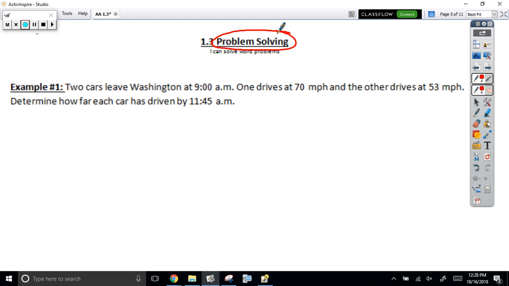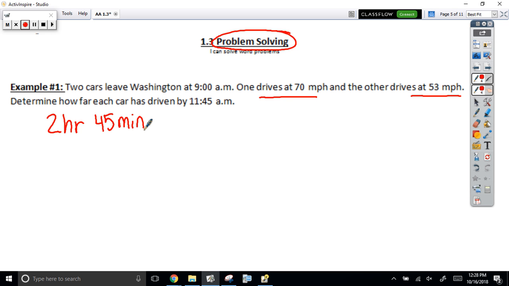They're all different, so. 2 cars leave Washington at 9 a.m. One drives at 70 miles per hour, and the other drives at 53 miles per hour. Determine how far each car has driven by 11:45 a.m. So what do you think we would have to do first to problem solve this problem? We know what time they left, and we want to know how far they've traveled by 11:45. So how much total time have they been traveling? 2 hours and 45 minutes.